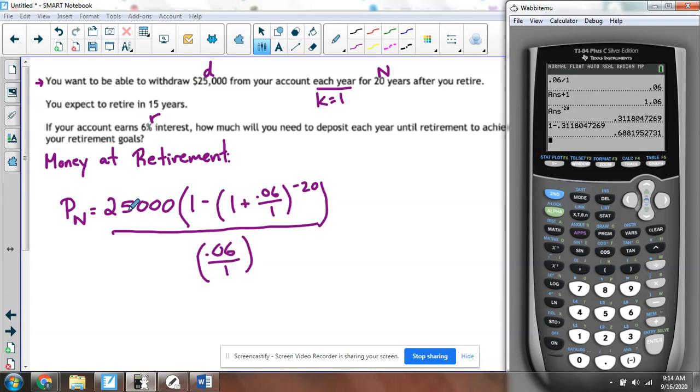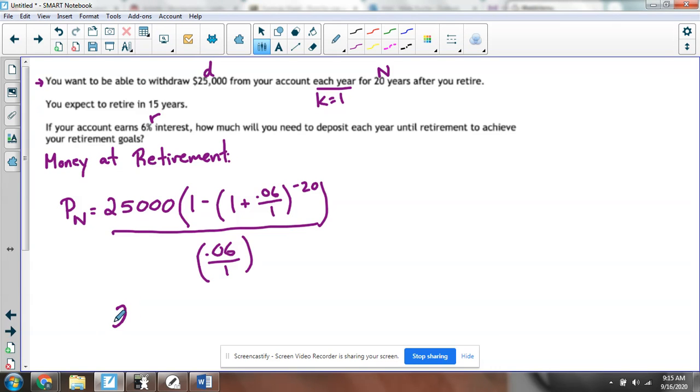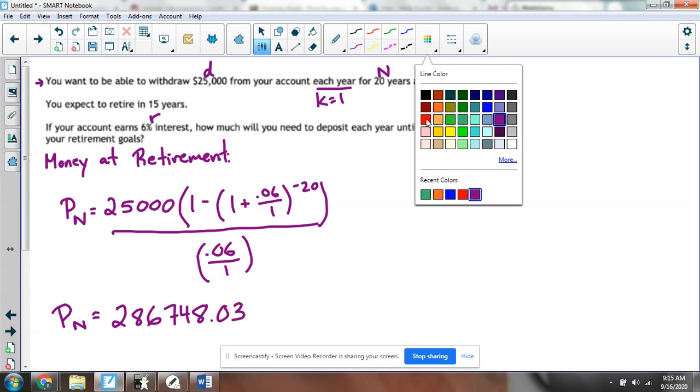Now it's just a matter of multiplying by 25,000 and dividing by 0.06. So if I want to be able to withdraw $25,000 every year, I need in my account at retirement $286,748.03. That's what I need on the day I retire so that I can have the situation I want. So that's the first part.